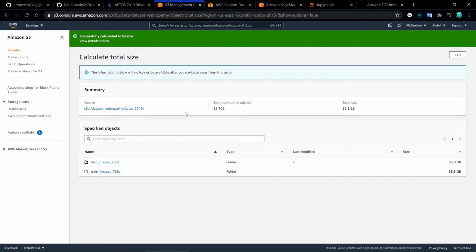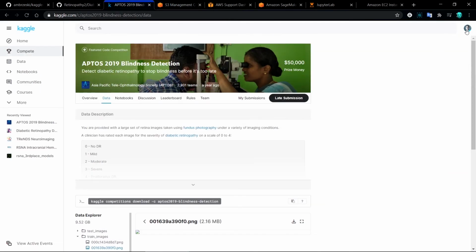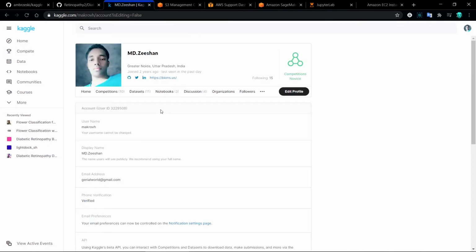I have also made this bucket, the diabetic retinopathy dataset bucket, public. So anyone who is willing to get some data can get it from this bucket. I have also uploaded it on Kaggle, this 89 gigs dataset. Not that it took forever to upload, because I uploaded from the G4dn.xlarge instance. It was so quick, even quicker than that.